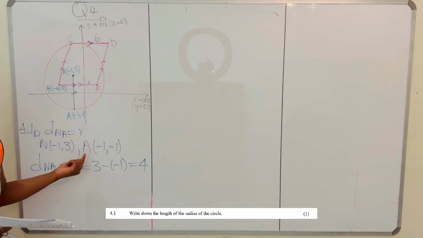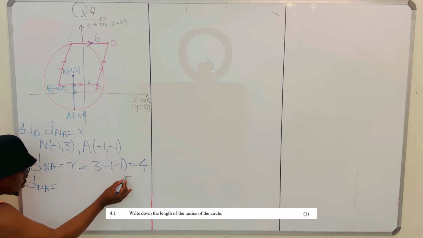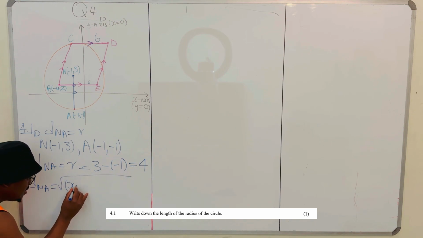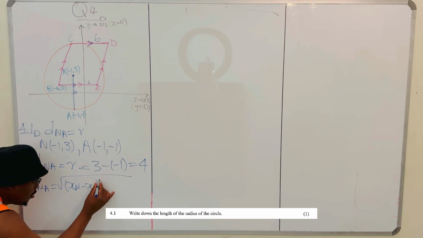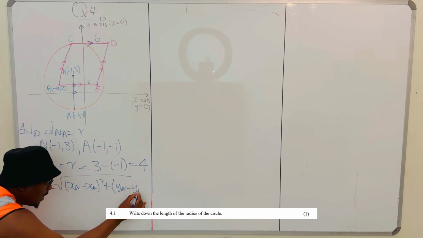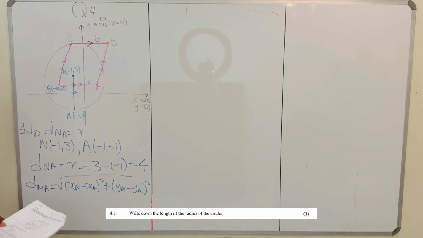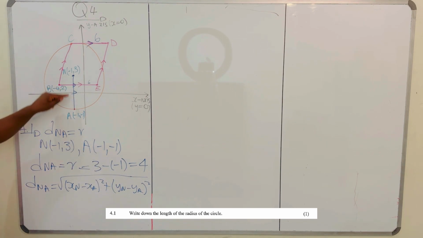You can use the distance formula, and it will come out the same. You know your distance formula. So D of NA is equal to the square root of (xn minus xa) all squared plus (yn minus ya) all squared. So this should give you the same answer as this one. This is the vertical distance because the only change is in the y direction. No problem. So we're done with 4.1.